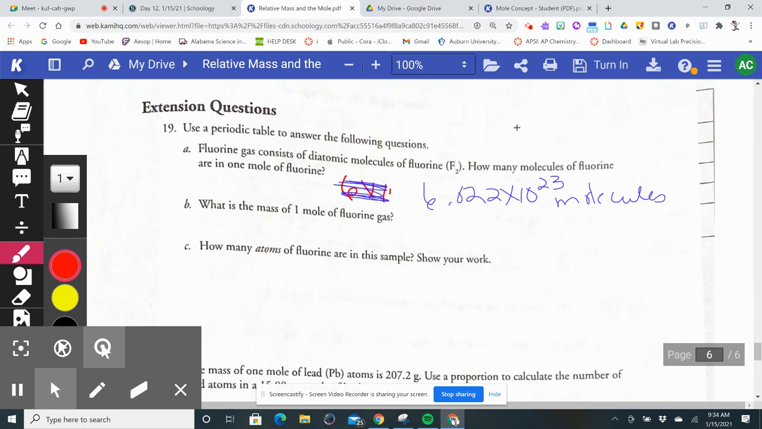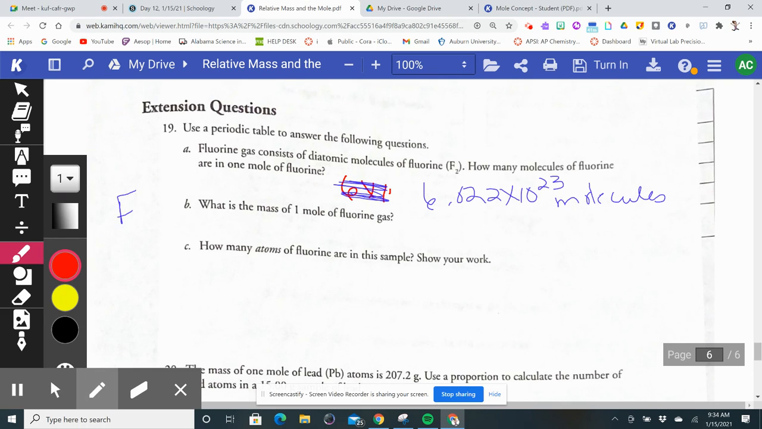Okay, so we were on 19B, and I said to be careful. We want to know the mass in 1 mole of fluorine gas. Remember, fluorine gas is F2. So how am I going to set up my unit multiplier?